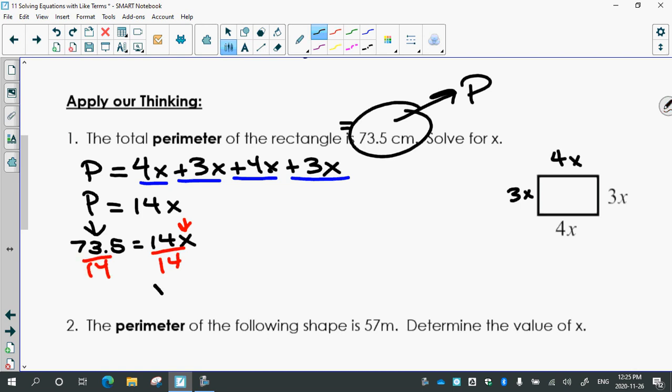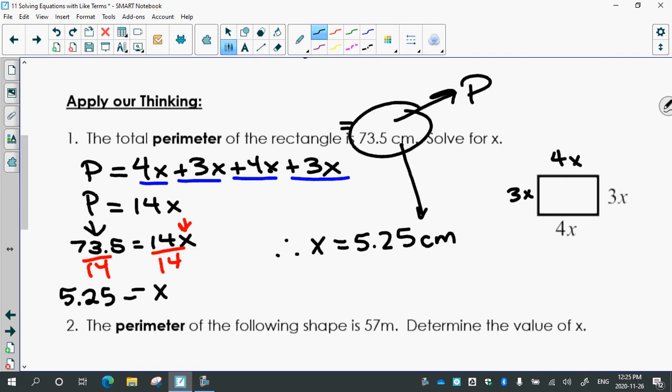So the value of x is going to turn out to be, if you do that on my calculator, 73.5 divided by 14, 5.25. And then you would just do therefore x equals 5.25, and then use the same units that perimeter was in, centimeters. Okay? So now I know what x is. So if I set the value of x into each side and add them all up, I get 73.5 centimeters. Okay?